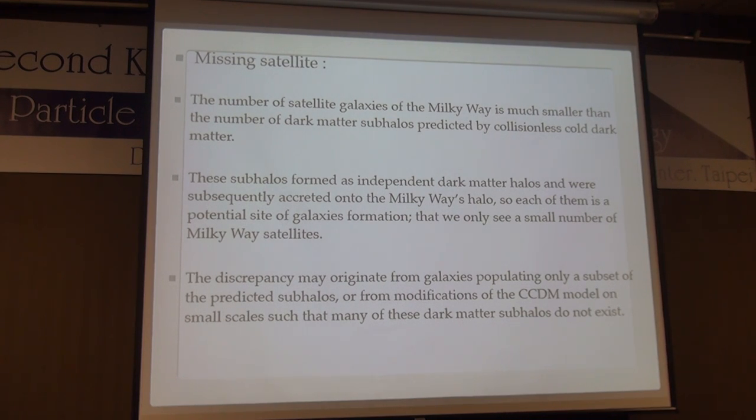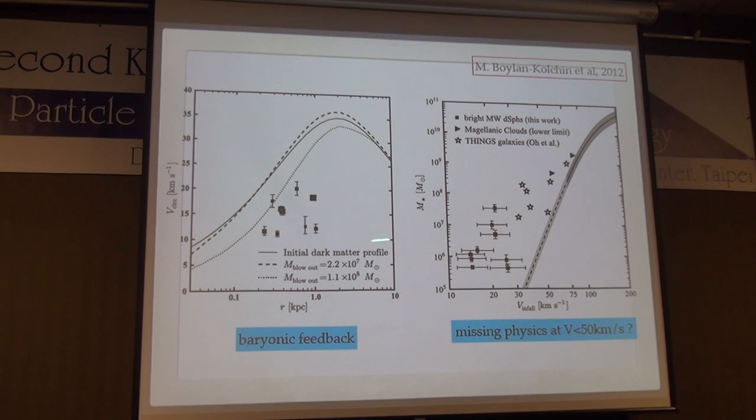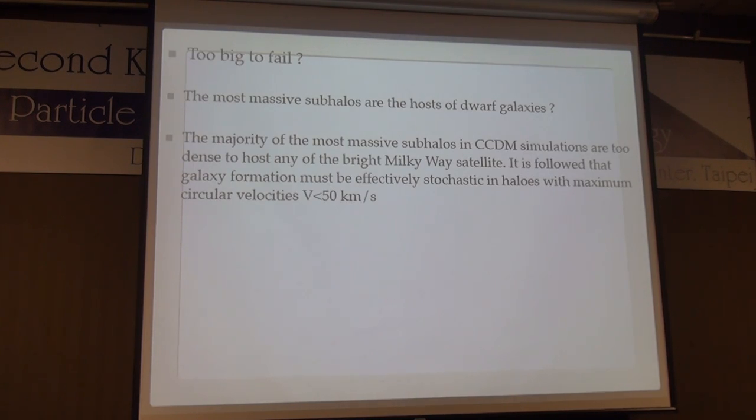And just from the simulations, there are a lot of sub-halos compared with what we observe. So there's some missing part. Why can only part of the sub-halos form into galaxies, or do we just not have that many sub-halos from the simulation? This is an inconsistency with the data. Then the third is the so-called too big to fail.